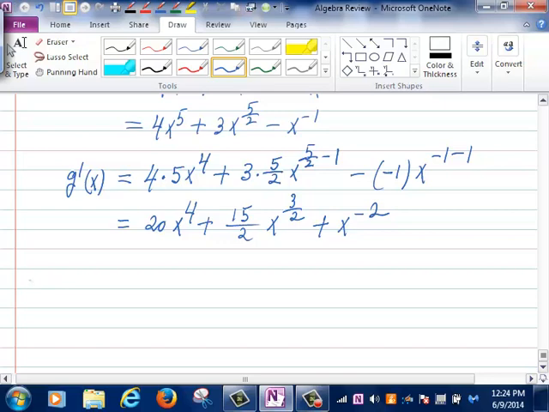Another example. Let's say I have the function which I denote by y, x squared plus 4x plus 3 divided by root of x. How would you find the derivative of this function?